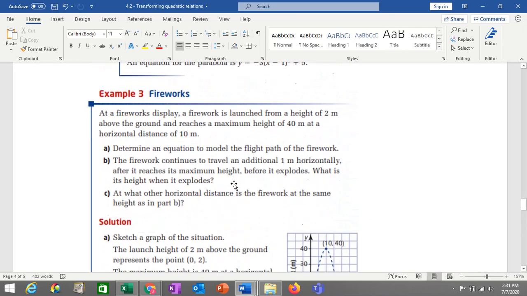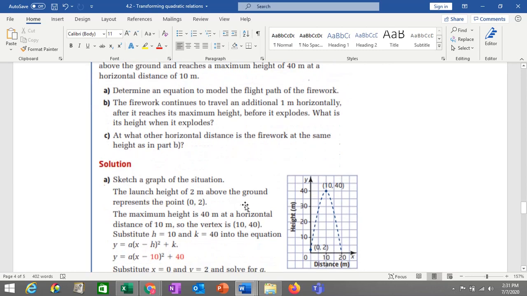All right, last part. At what horizontal distance is the firework the same height as in part B? Okay, this is maybe a little confusing. What is this trying to ask? It's a simple question, but it's worded a little confusingly. I was reading this wrong, by the way. I had this as 1, but this is not 1. This graph is going up by 5s. So if you move over by 1, you're probably more actually here.